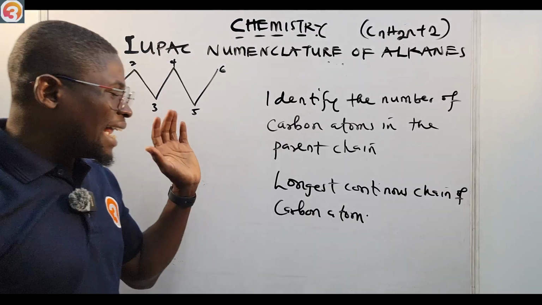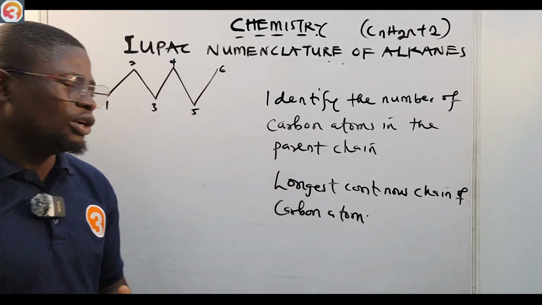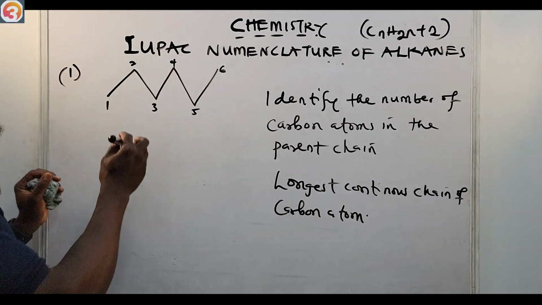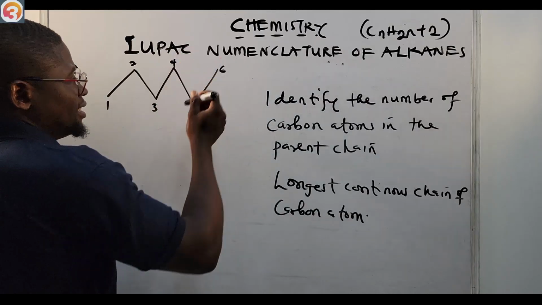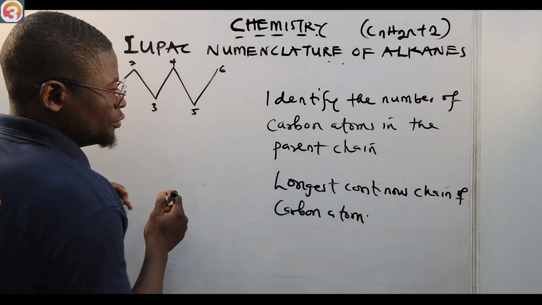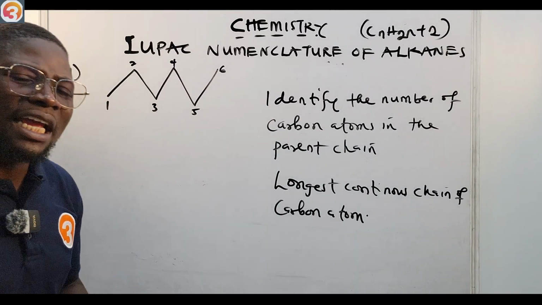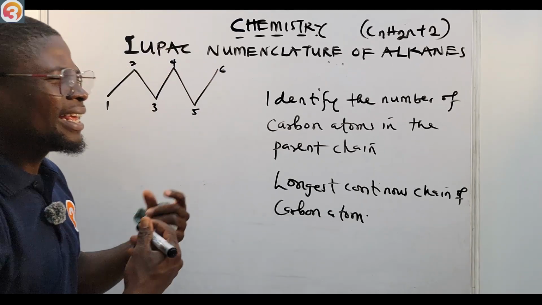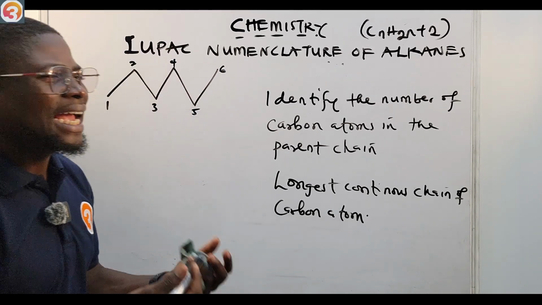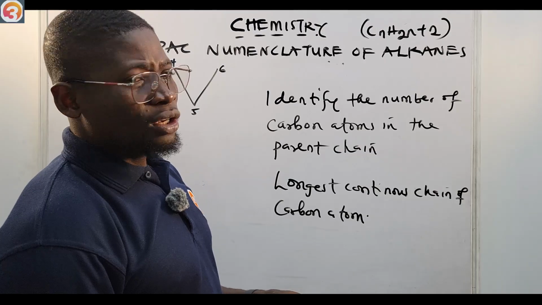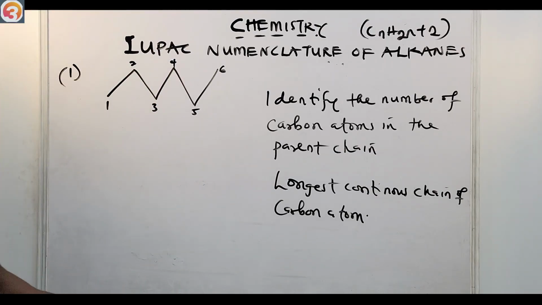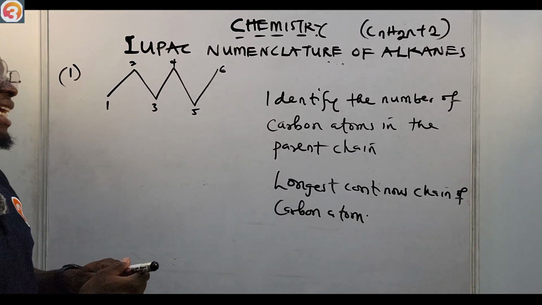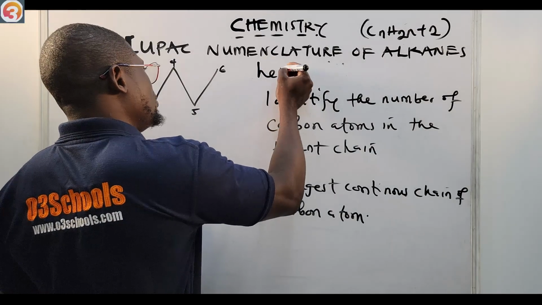Or identify the largest continuous chain of carbon atoms. So this is a chain: 1, 2, 3, 4, 5, 6. We have 6 carbon atoms. Then you ask, which name do we give to an alkane that has 6 carbon atoms? An alkane that has 6 carbon atoms is definitely hexane.